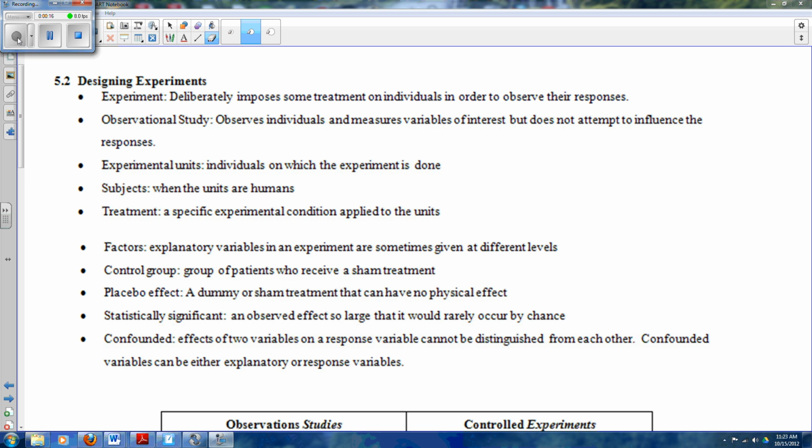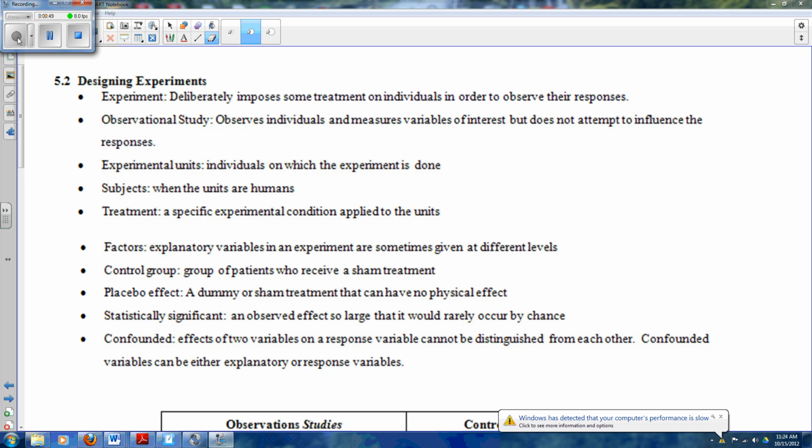Okay. So first off, experiment: you deliberately impose some treatment on individuals in order to observe their response. Versus an observational study, you observe individuals and measure variables of interest, but do not attempt to influence the responses. So in an observational study, you're just watching what's happening. You have no control over what people are doing. Versus an experiment, you're putting them into treatment groups and actually applying some sort of treatment to them.